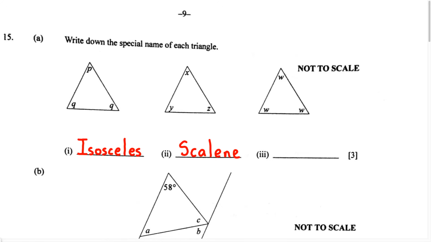Now for our final triangle, we can see we have angle W 3 times. So because all of the angles are going to be equal, we can call this triangle an equilateral triangle because all the angles are equal.